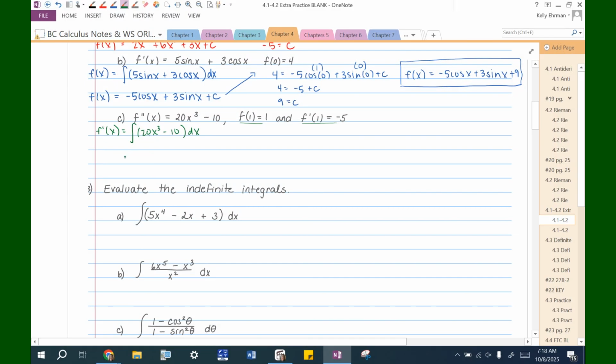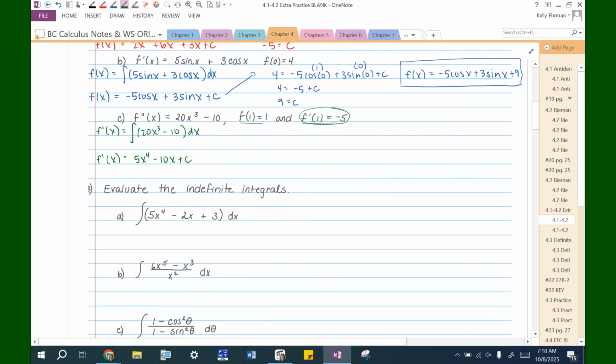So f prime of x is going to be 20x to the fourth over 4. So that's 5x to the fourth minus 10x plus c. And you don't want to integrate again right away. You want to find c. So make sure you choose the correct point.